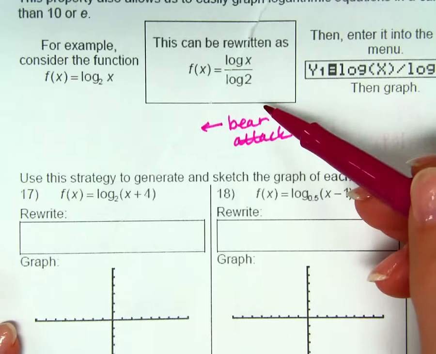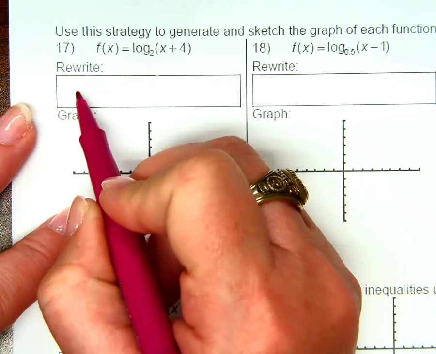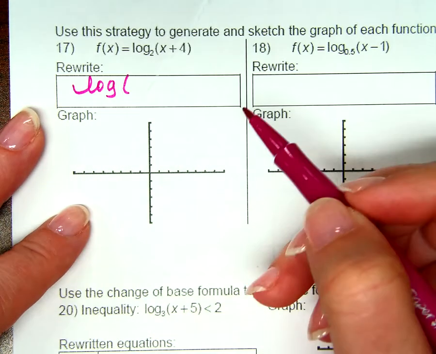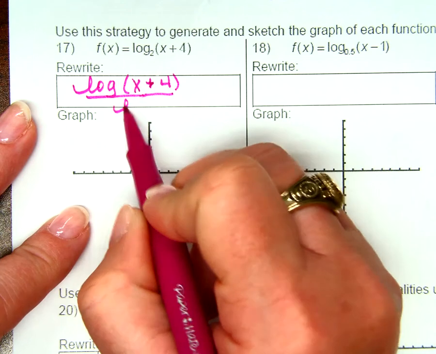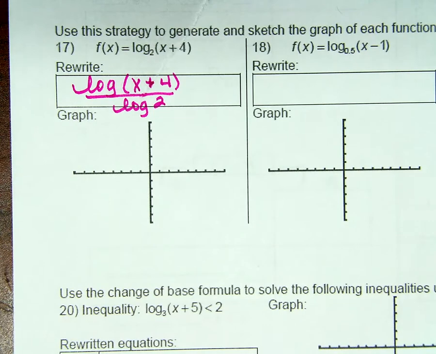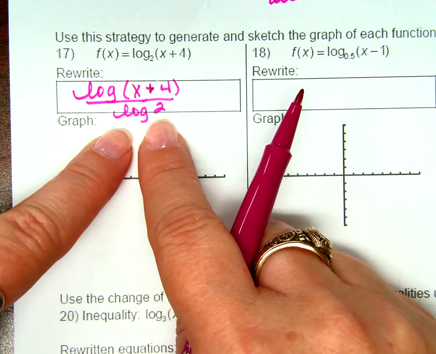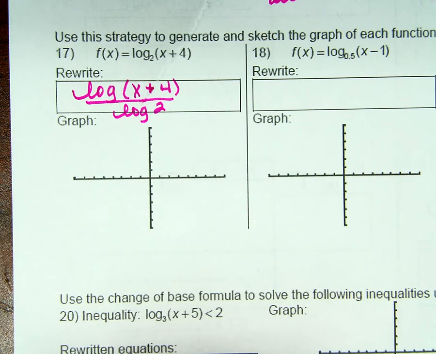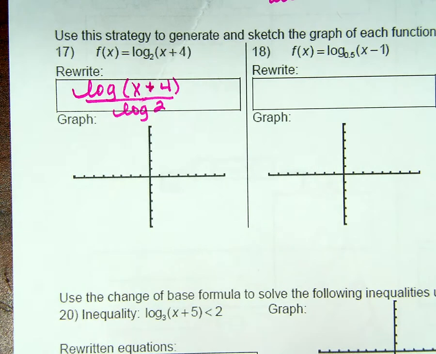Well, looking at the example right up here, what did they use? The change of base. Okay. So how would we rewrite this problem? Log of x plus 4 over log of 2. Okay? So, this side of the room, would you guys please put in your calculator log of x plus 4 over log of 2? Okay? That side of the room, would you guys just put straight log base 2 of x plus 4?